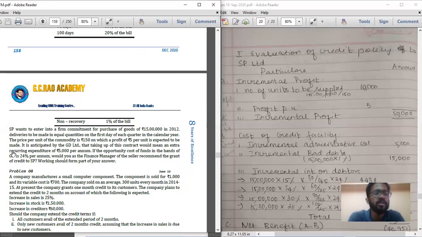If the opportunity cost of funds in the hands of GD Limited is 24%, that is, opportunity cost lost on this investment is 24%. Would you, as the finance manager of the seller, that is GD Limited, recommend the grant of credit to SP? Working should form part of your answer. Simple. I am approaching GD Limited, asking for this.